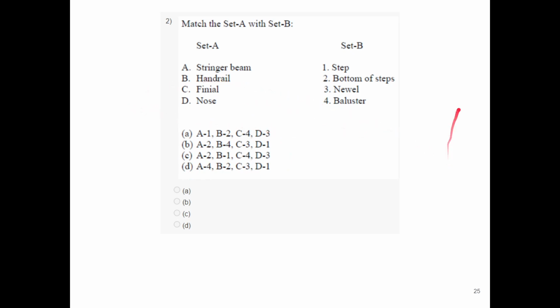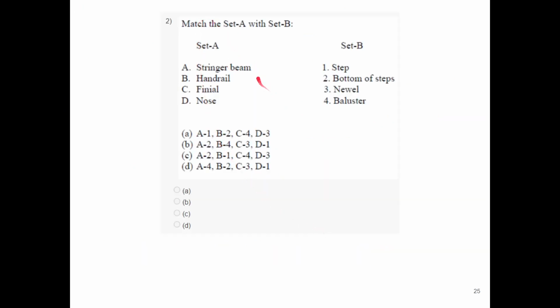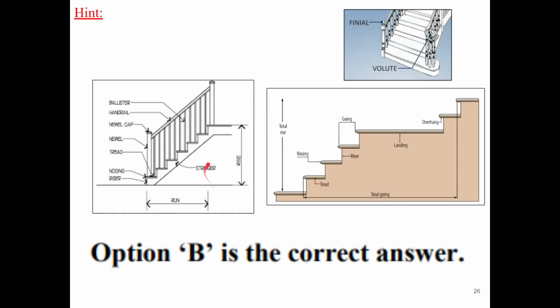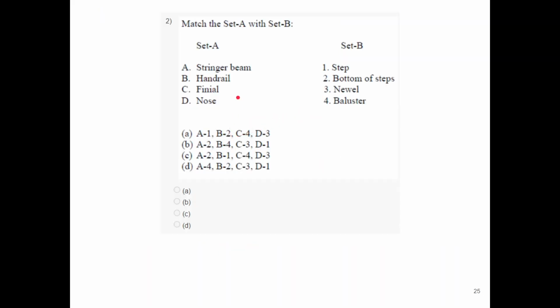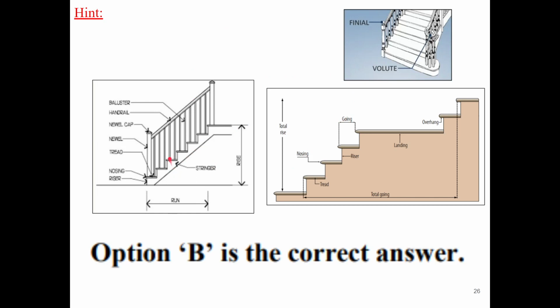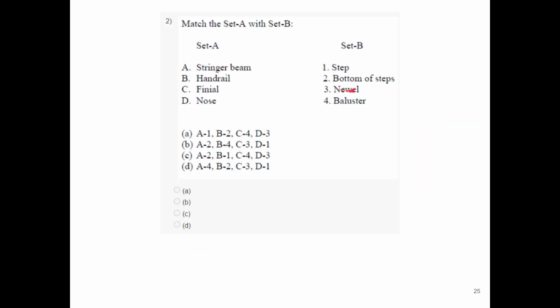Initially, let us understand what these terms are. First is the stringer beam. The stringer beam is basically the beam that is present in the waist area. In the waist area, if any type of beam is present, that is called the stringer beam. So stringer beam will be connected to the bottom of steps because it is always present below the step. So stringer beam will be bottom of steps.